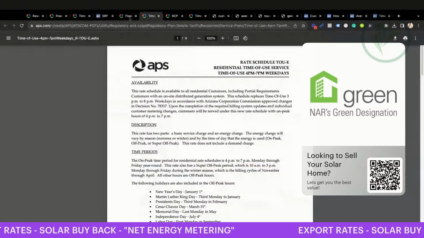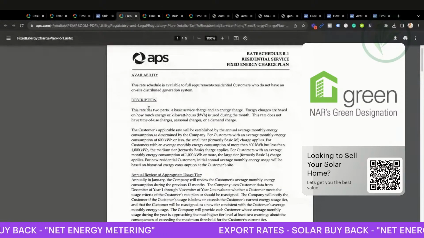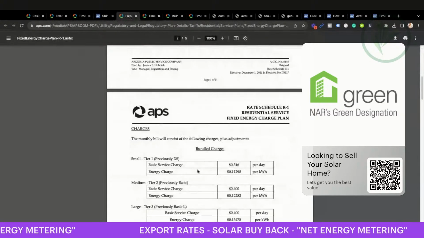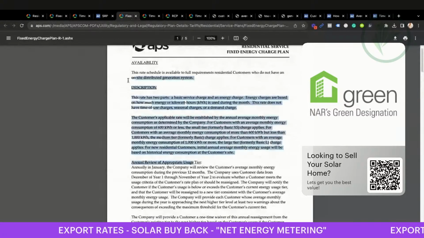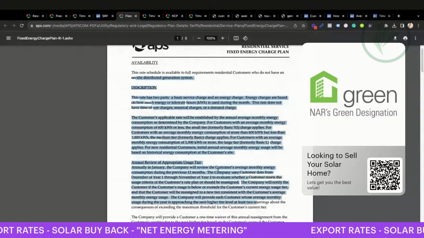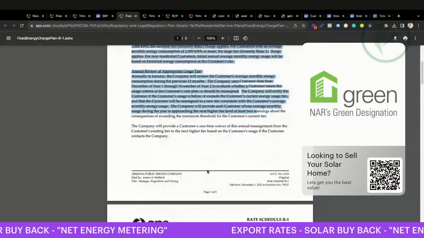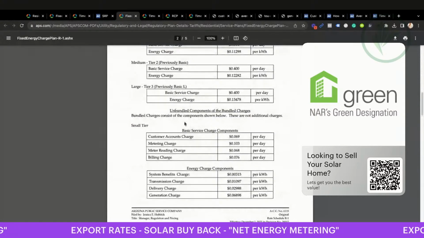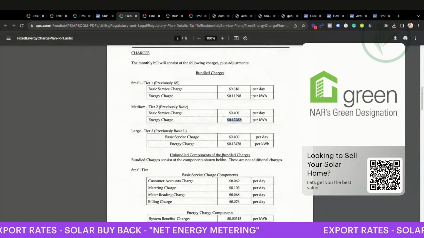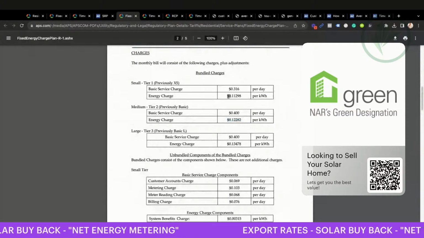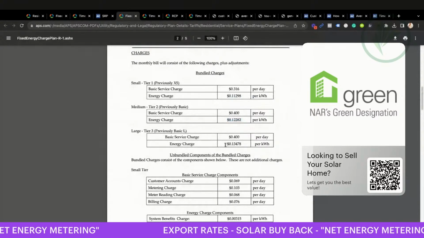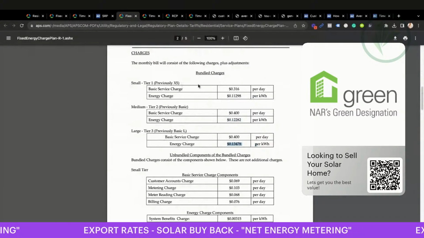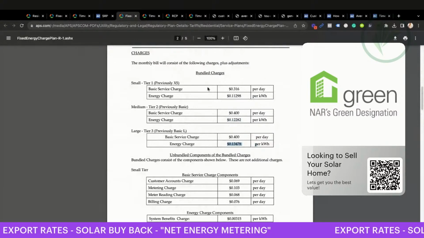So you got the fixed plan with APS. It's something cool to be on, but you cannot do it with solar. There's nothing about solar in this, which stinks, because if you could, it'd be great. You're only buying your power at 12 cents in the second tier, which is typically where people would land. So it's 11.2, 12.2, 13.47 cents for these tiers. Boom, boom, boom. So that's per kilowatt hour.